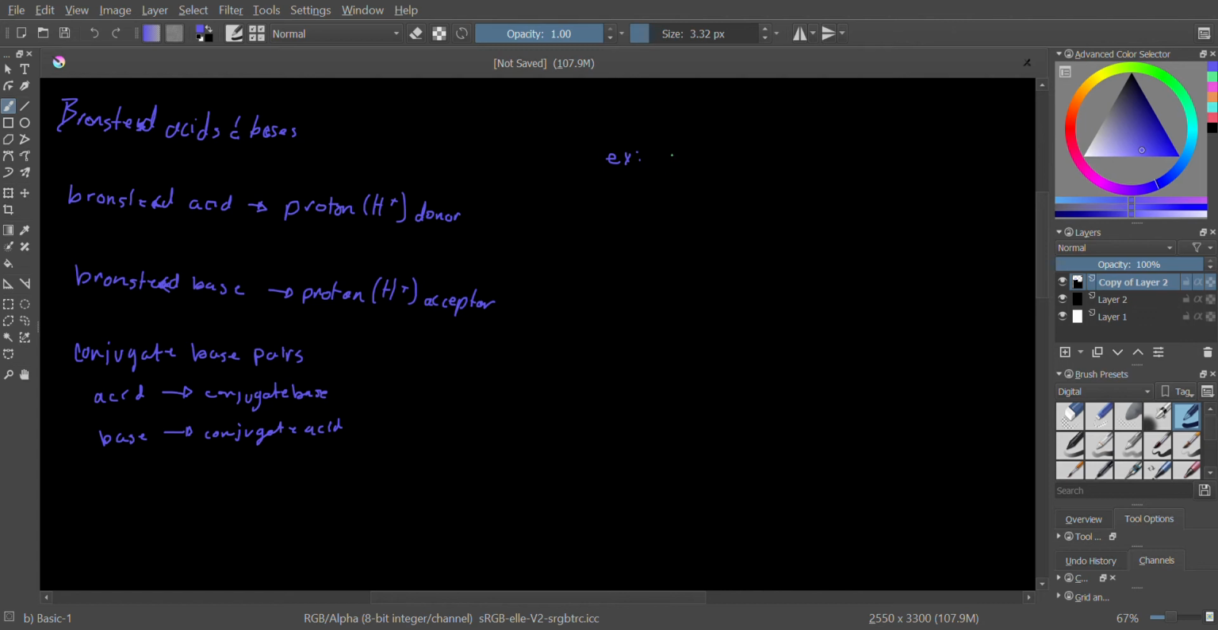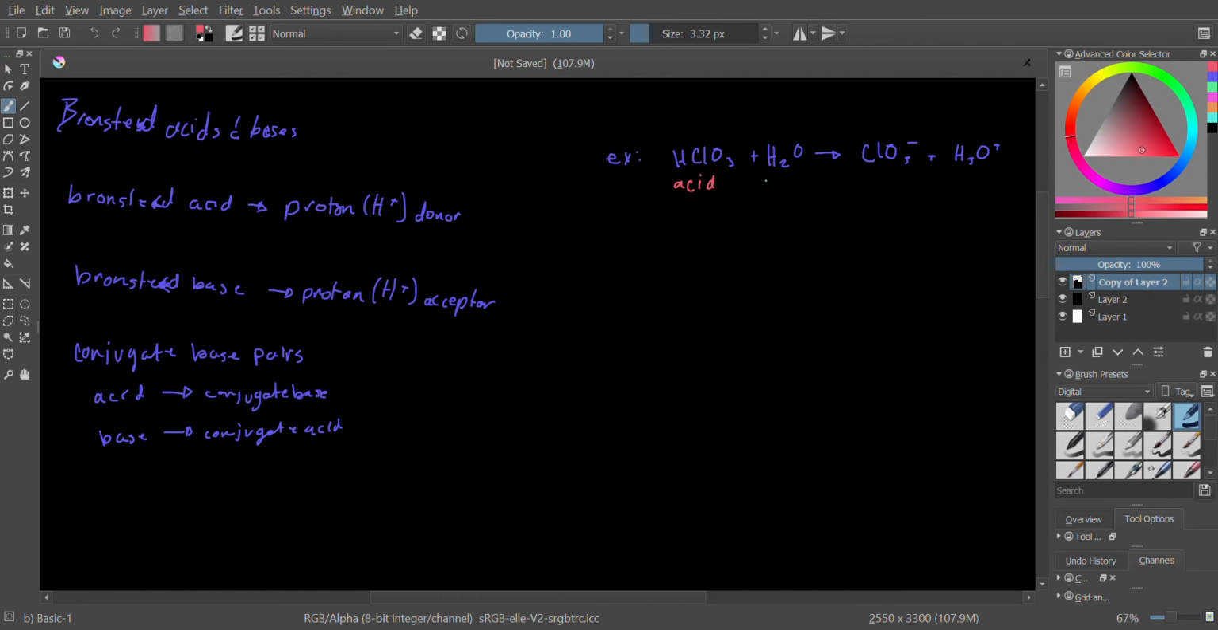So take, for instance, chloric acid, which is HClO3 plus H2O yields ClO3 minus plus H3O plus, which this H3O plus is known as the hydronium ion, but that's not that important right now. But just so you guys know. So this is literally called chloric acid. Yeah, hydrochloric is HCl. My bad.